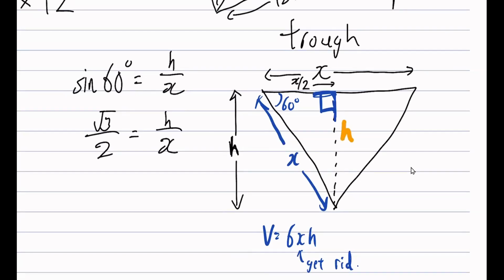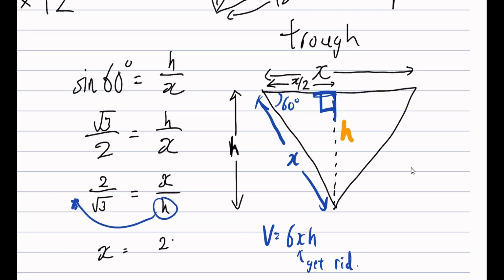So x over 2 is over here. Then that means, which one do you want to keep? We want to keep h. So we don't want x, make x the subject. So if x is the subject, maybe one way to do it would be like this. X over h, I flip the fraction. Then on the other side, I also flip the fraction. That means I can bring the h over. Times. What do I get? X equals 2h over root 3. Is that okay?